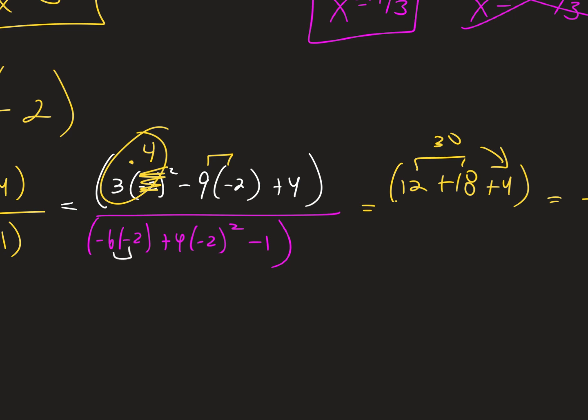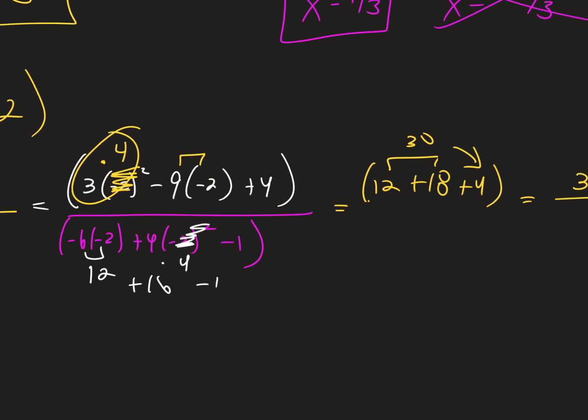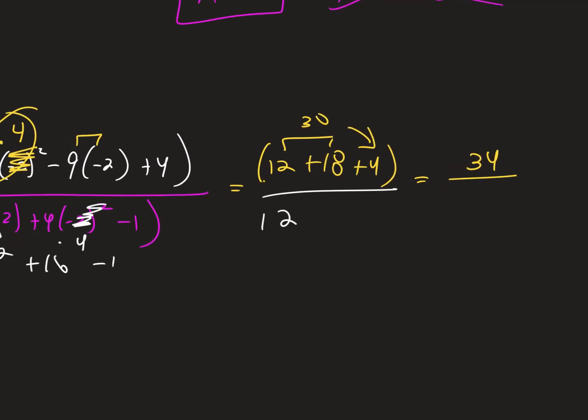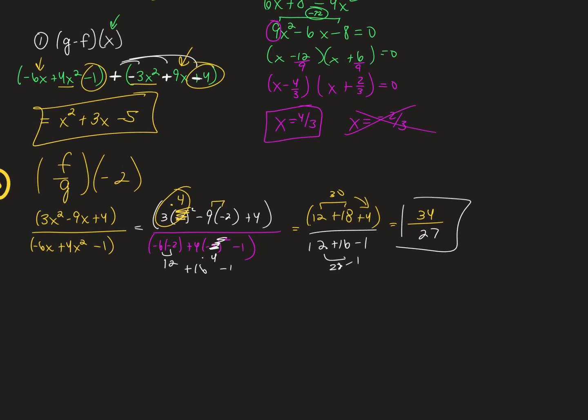So now let's do the denominator. What is negative 6 and a negative 2? 12, right? Okay. What's negative 2 squared? 4, and 4 times 4 is? So plus 16 minus 1. So you have 12 plus 16 minus 1. All right, well, what's 12 plus 16? 28. Minus 1 is 27. Good job.